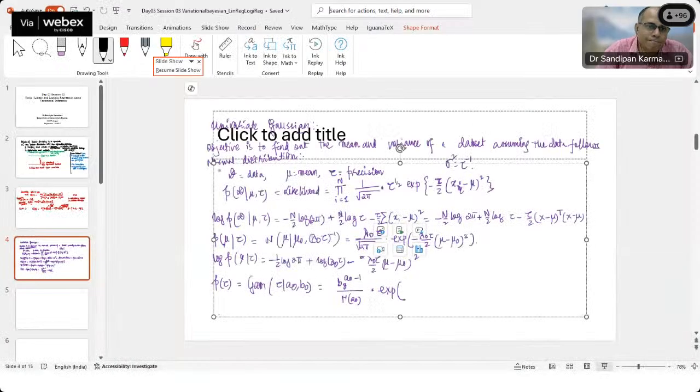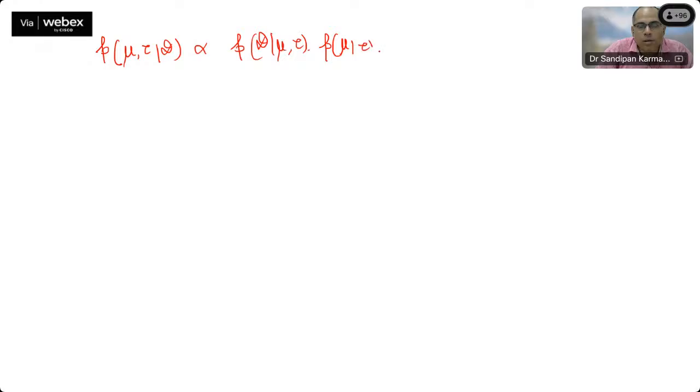Let me write it. P of mu comma tau given D will be proportional to P of D given mu comma tau, multiplied by P of mu given tau, multiplied by P of tau. Now this is the posterior I want to find out.